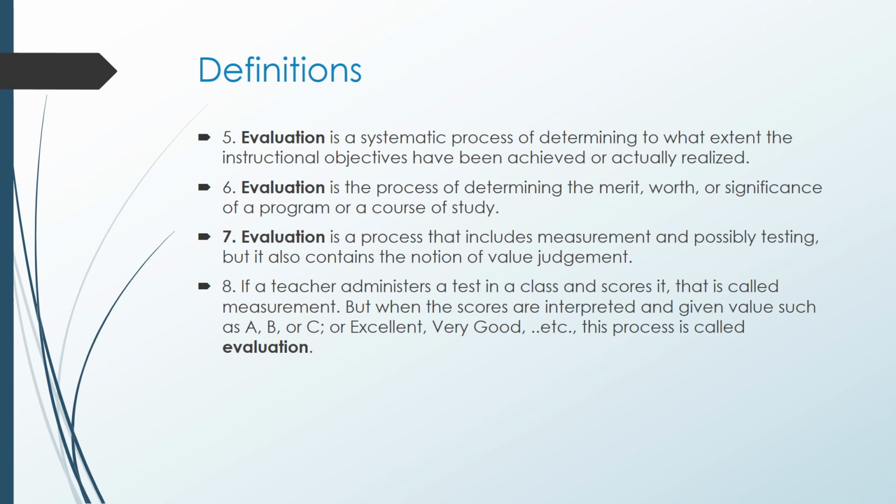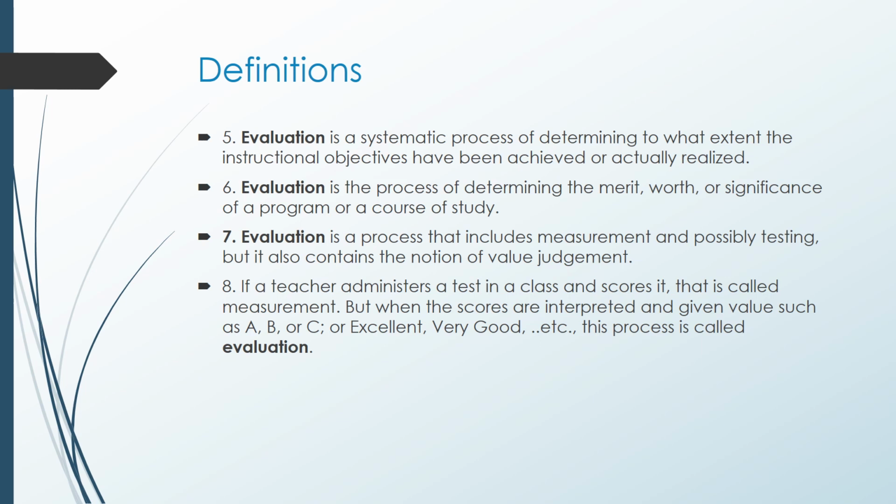Number 5, evaluation is a systematic process of determining to what extent the instructional objectives have been achieved or actually realized. So the same idea, that at the end of the course, the teacher should put in front of him or her the list of the objectives or the goals that he was aiming to achieve, and at the end of the course he is going to see how much of these objectives he has achieved and how much of the objectives that he has not achieved yet.